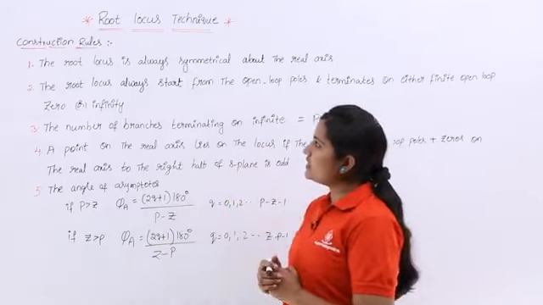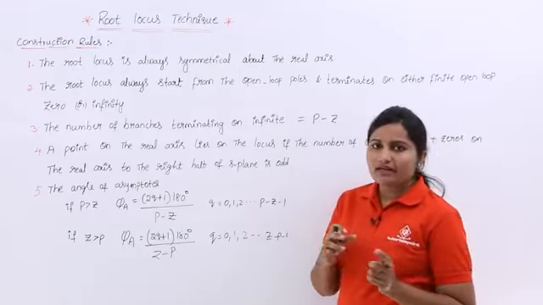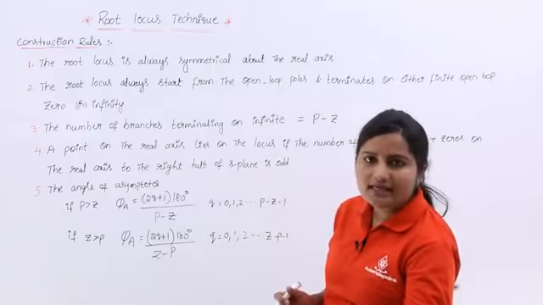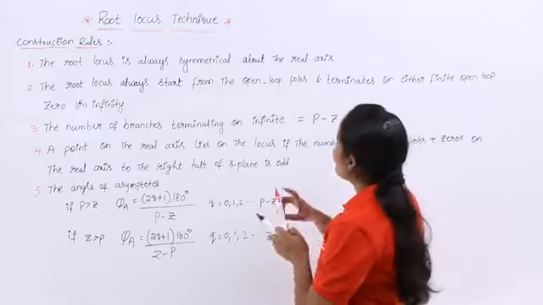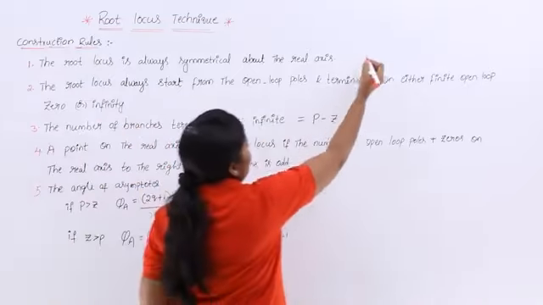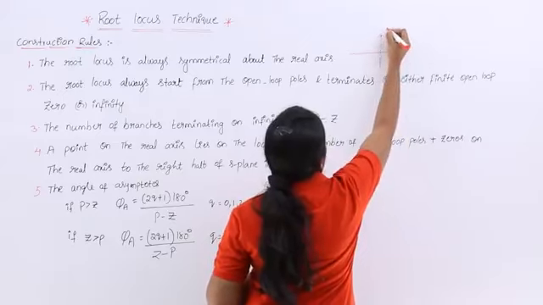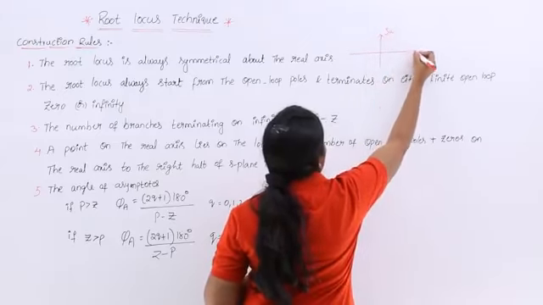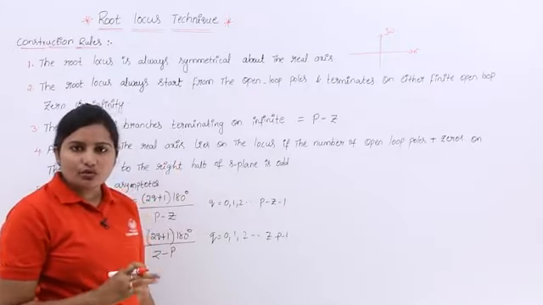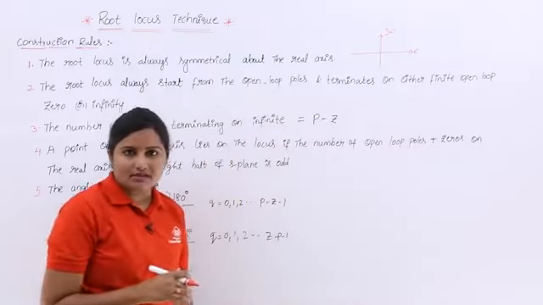The first condition is the root locus is always symmetrical about the real axis. You know about the imaginary axis and real axis. If you consider any S plane, here you have the j omega axis and here you have the real axis. So always your root locus is symmetrical about your real axis.